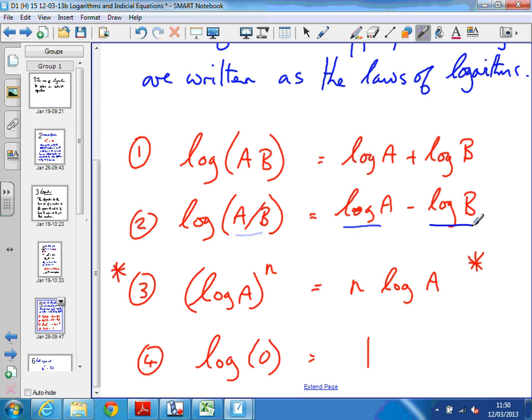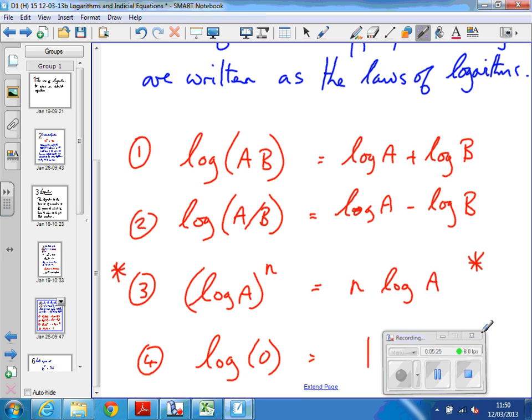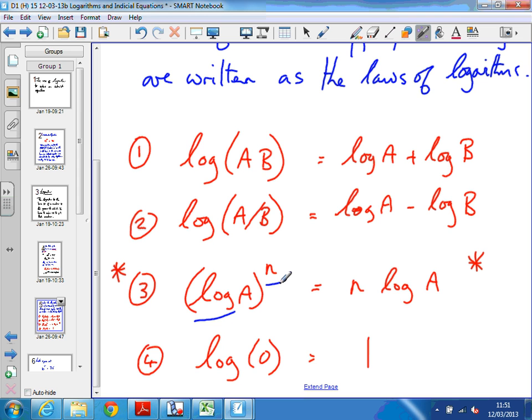And when I've got one power, which is a logarithm, this is the key one, which is why it's asterisked. If I've got one power raised to another power, I actually just multiply the powers, if you remember back to the laws of indices. So the power comes down and goes in front and becomes a multiply. And as we'll see in a second, that's the key one, which is why it's asterisked.